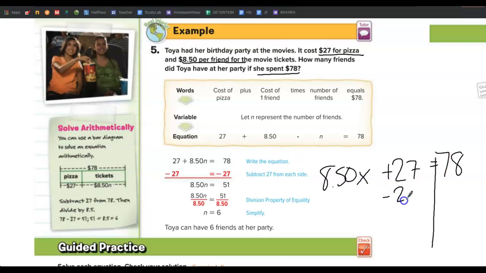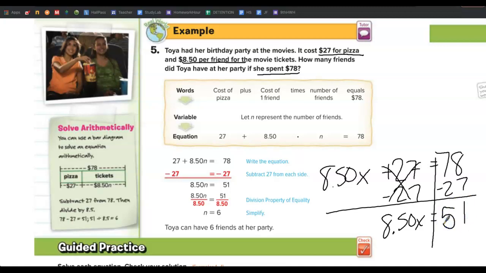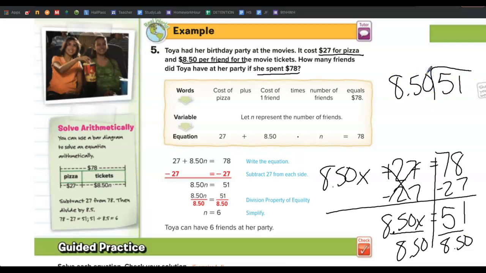So minus 27. Over here, I would still have 8.50x equals 78 minus 27, which is 51. Okay, so now what would I do? You divide by 8.50. So 51 divided by $8.50. Okay, what would I do then?